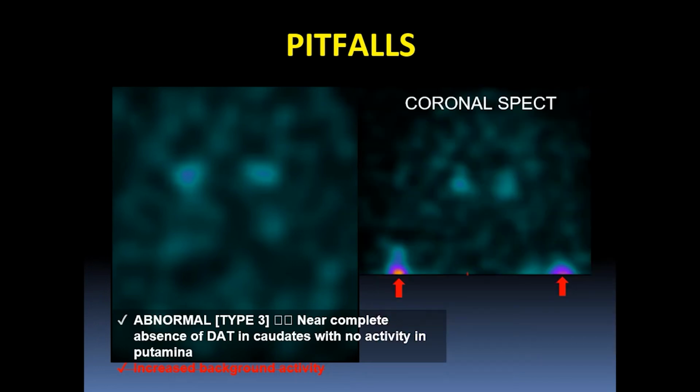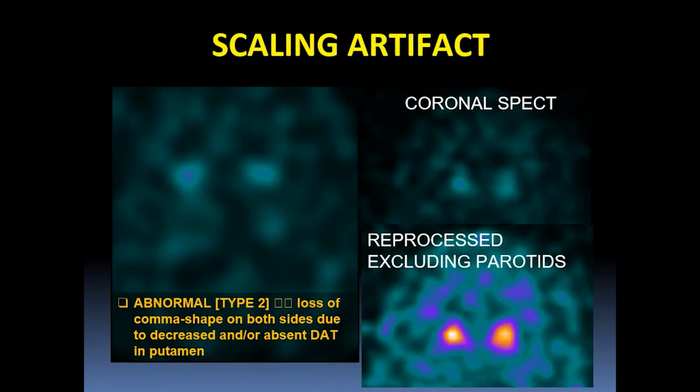Well, if you look at the coronal SPECT on this patient, which is displayed on the right of the screen, what can happen sometimes is that the field of view is large enough, and it includes the parotid glands, denoted there by the red arrows. The normal, more intense physiologic uptake in the parotid glands can cause a problem if it's included in the post-processing. It causes a scaling artifact such that the striatal uptake appears much less than it actually is. Now, if you look at this patient after exclusion of the parotids, it is indeed a type 2 scan. It's still abnormal, but now you can feel much more reassured by the increased background activity, as one would expect.